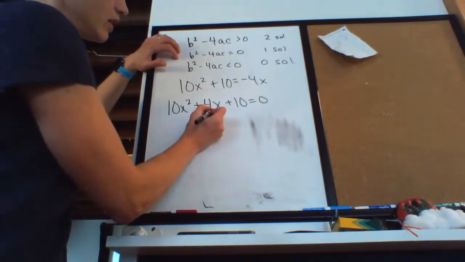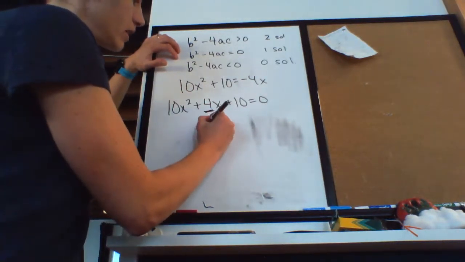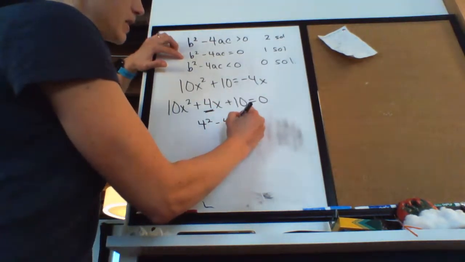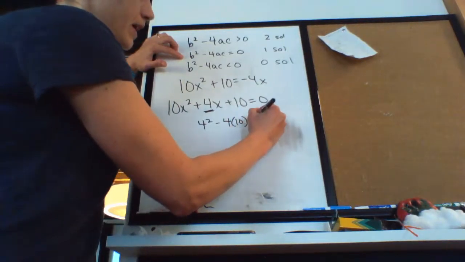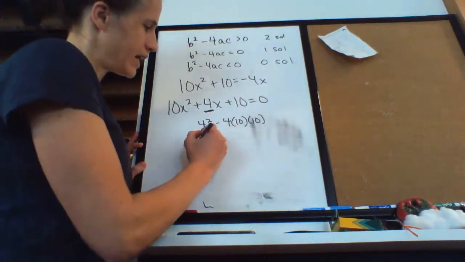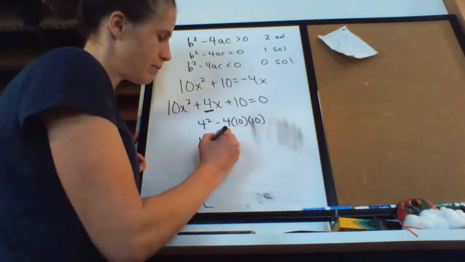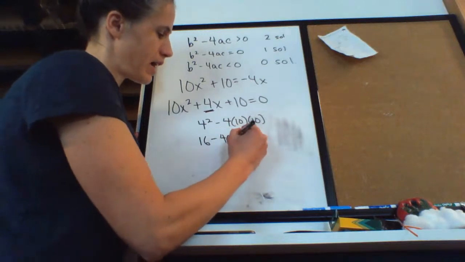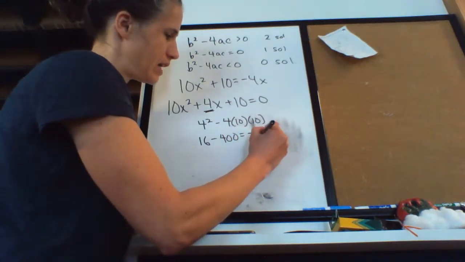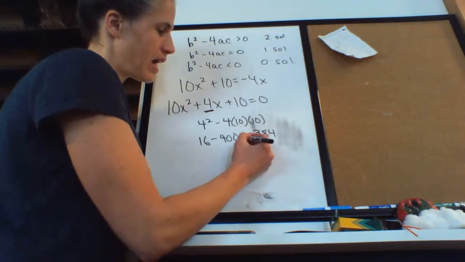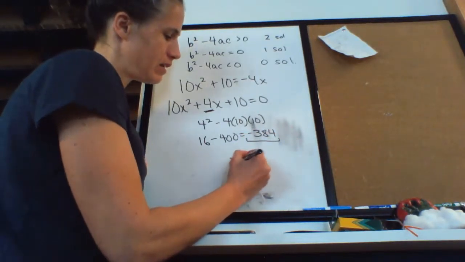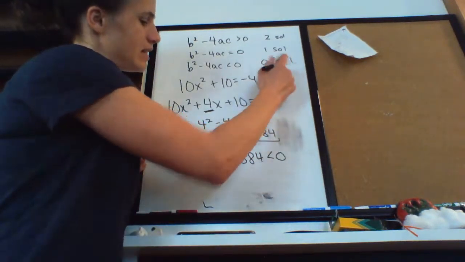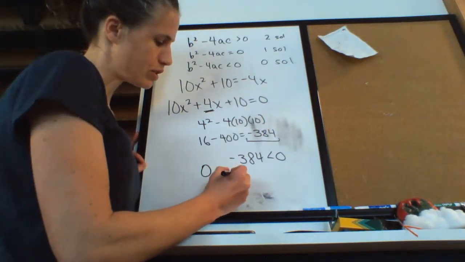So b squared, that would be 4 squared minus 4ac. So 4 times 10 times 10, right? I get 16 minus 400. If I simplify that, I get negative 384. That obviously, negative 384, is less than 0. So since it's less than 0, we'd have 0 solutions.